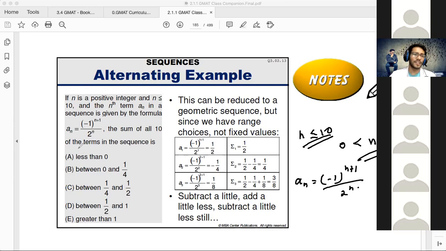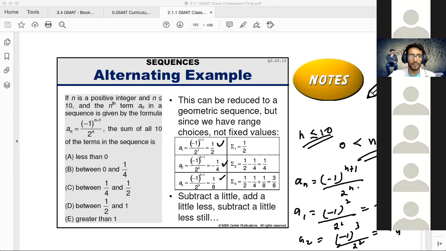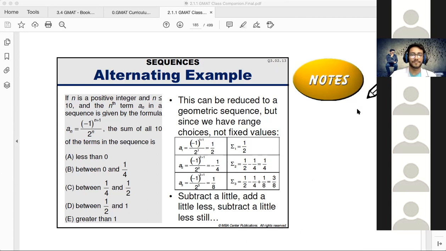The sum of all 10 of the terms. Let's find a1 first. Minus 1 power 1 plus 1, 2 by 2 to the power 1. So how much is this? 1 by 2. What is a2? Because we need to see the sequence, whether it's an AP or a GP. a2 is minus 1 power 2 plus 1, which is 3 by 2 power 2. How much is this? Minus 1 by 4. So what is the sequence?